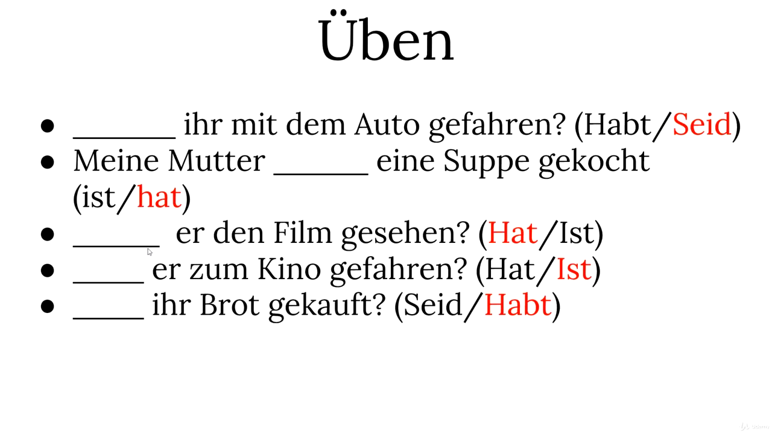And finally, habt ihr Brot gekauft? Did you buy bread? Gekauft, kaufen, there isn't movement, therefore habt. And because this sentence is a question, just like the two sentences before, the verb habt or ist would come first, right before the pronoun. Habt ihr, ist er, and so on.